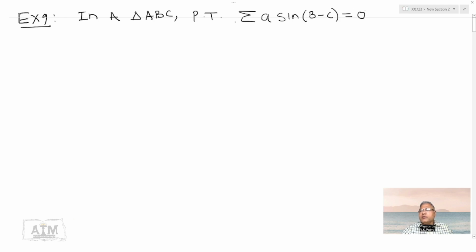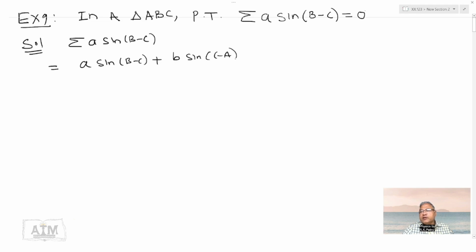In a triangle ABC, prove that summation of A into sin of B minus C equals 0. Solution: summation of A into sin of B minus C. This can be written as A into sin of B minus C plus B into sin of C minus A plus C into sin of A minus B.